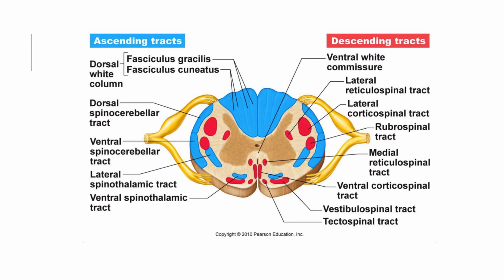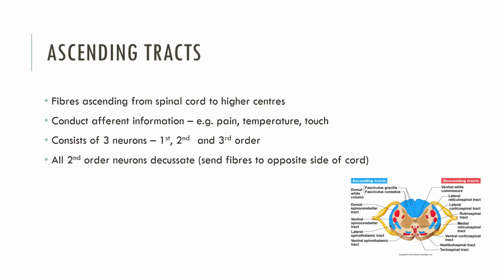So the last section that we're going to look at is the neuronal pathways. We have ascending tracts, which are the afferent tracts, and descending tracts, which are the efferent tracts. In these diagrams, the ascending, afferent tracts are the blue, and the efferent tracts, which are coming away from the spinal cord, are in the red. The ascending tracts take fibres ascending from the spinal cord to the higher centres of the pons, the medulla and the cerebrum. These conduct the afferent information such as pain, temperature and touch. They all consist of 3 neurons, so first order, second order and third order neurons, and all the second order neurons decussate, which means they send the fibre to the opposite side of the cord.